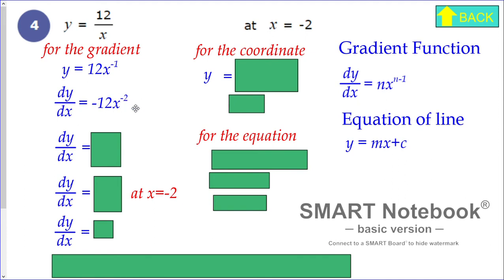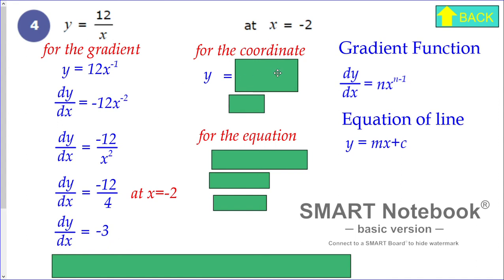Be careful with your negatives. Let's simplify that so it's easier to work with. Let's bring it back down. So we have minus 12 over x to the power of positive 2. This is our gradient function. We're going to find the gradient at x equals minus 2. Let's substitute minus 2 into our function. Minus 2 squared is 4. So minus 12 divided by 4 is minus 3. That's right. So minus 3 is the gradient of our tangent line.